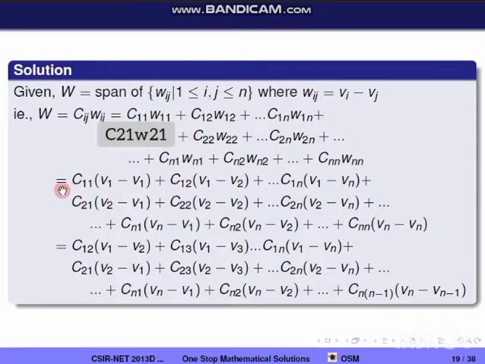Now I am substituting the Wij's here for each one. So this is equal to C11 into V1 minus V1 plus C12 into V1 minus V2, up to C1n into V1 minus Vn, and so on. So we will get here V1 minus V1, that is equal to 0. Here also it is 0. Here also it is 0. Substitute that and simplify. So this is equal to C12 into V1 minus V2 plus C13 into V1 minus V3, up to C1n into V1 minus Vn, up to Cn1 into Vn minus V1 plus Cn2 into Vn minus V2, up to Cn n minus 1 into Vn minus Vn minus 1.